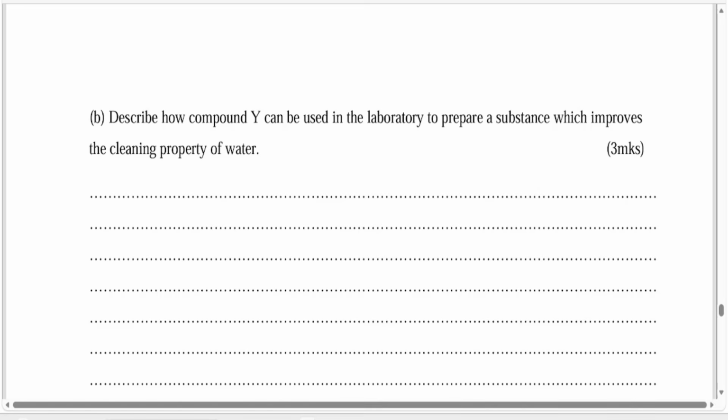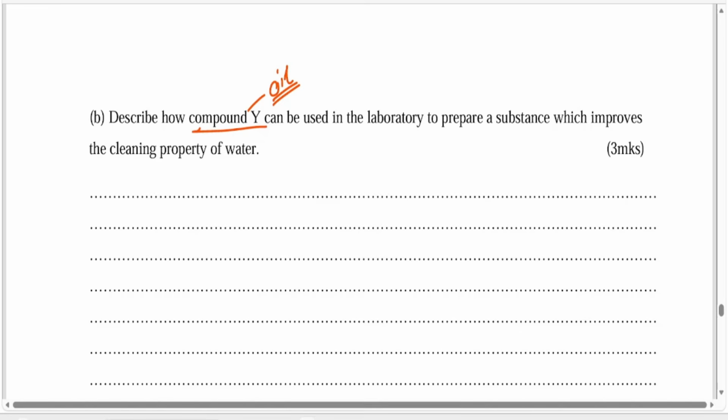In this case, we are actually preparing soap, because we have already extracted oil from simsim, and compound Y is oil. We have just obtained it from simsim seeds. So we are using it to prepare a substance that can improve the cleaning property of water, and this substance is soap. So how do we prepare it?